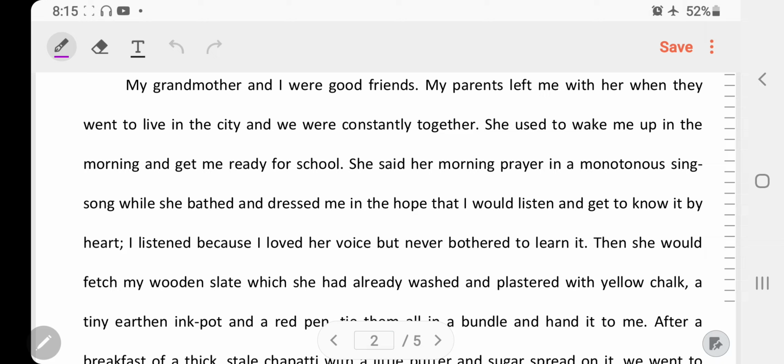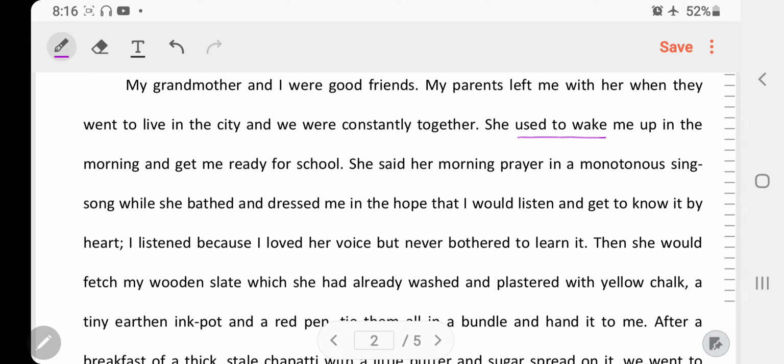You understand what is the use of used to? Used to is used to describe the past habit or the actions that kept on happening on a regular basis. For example, if I can say, I used to play cricket when I was young.